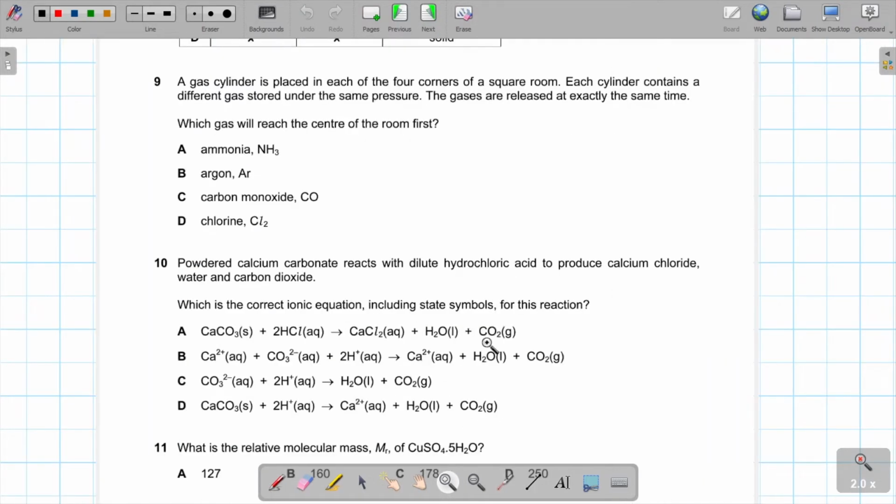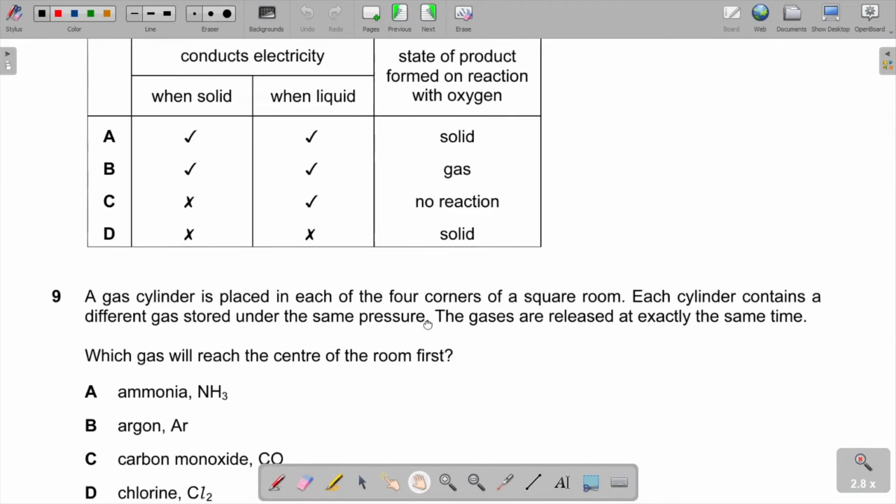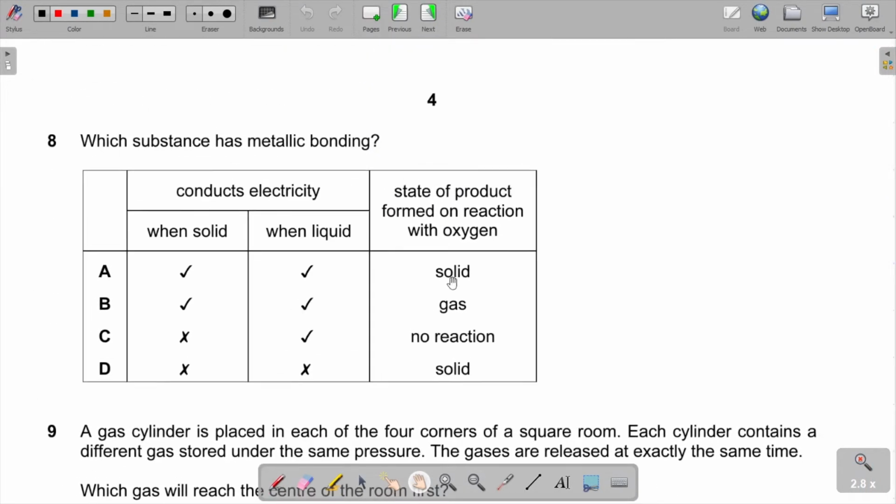Let's try to move on to the next question. This is question number 8. Which substance has metallic bonding? When solid and when liquid, yes, it will conduct electricity. That means metals conduct electricity when molten or solid because of the delocalized electrons.